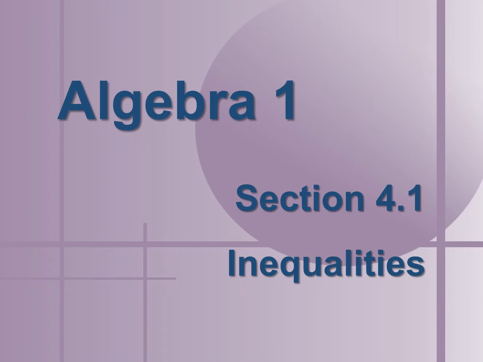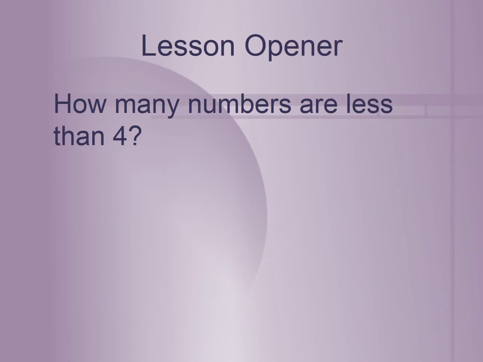Today we're going to cover the section over inequalities in our BJU Press textbook. So let's start with being able to answer this question. How many numbers are less than 4? We know that 3 is less than 4 and 2 is less than 4. If we had to list all the numbers less than 4, we wouldn't be able to. It goes on and on and on. So we have an infinite number of numbers that are less than 4.